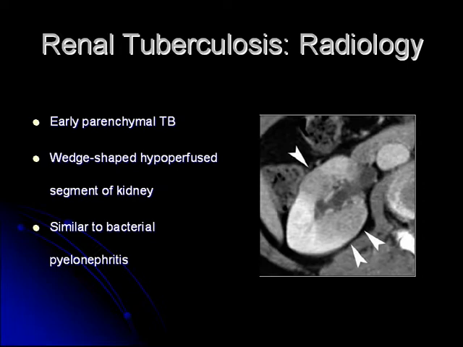This is a CT of early tuberculosis, and what it really looks like is a lobar nephronia. There's some increasing of the parenchyma here, hypoperfusion. This is a contrast CT, and what you see is a wedge-shaped hypoperfused segment, and this would be difficult, at least for me, to differentiate from a straightforward bacterial pyelonephritis. So these are the early signs radiologically. Maybe you want to make a comment, or maybe for you that would be easy to diagnose.